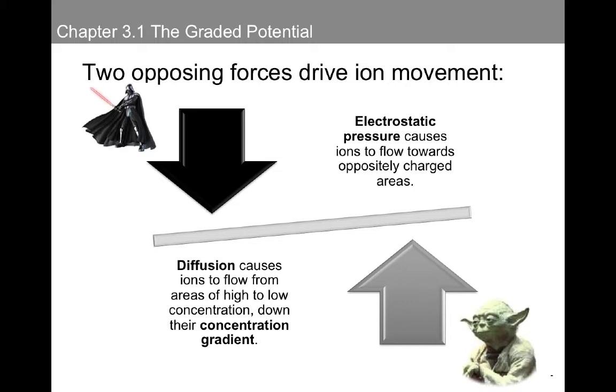Diffusion: if you've ever made some Kool-Aid, you're aware that whenever you dump a packet of Kool-Aid into a pitcher of water, the Kool-Aid is going to diffuse across the water. This diffusion in the neuron causes ions to flow from areas of high to low concentration, down their concentration gradients. So, as Lord Yoda would tell you, important these driving forces are to know.